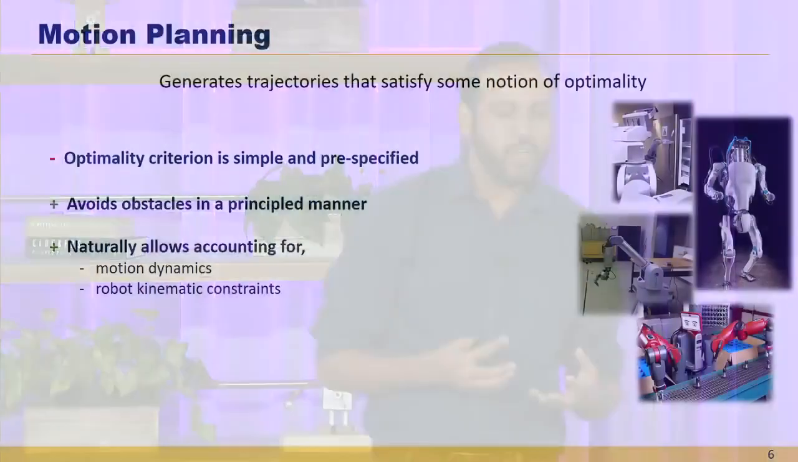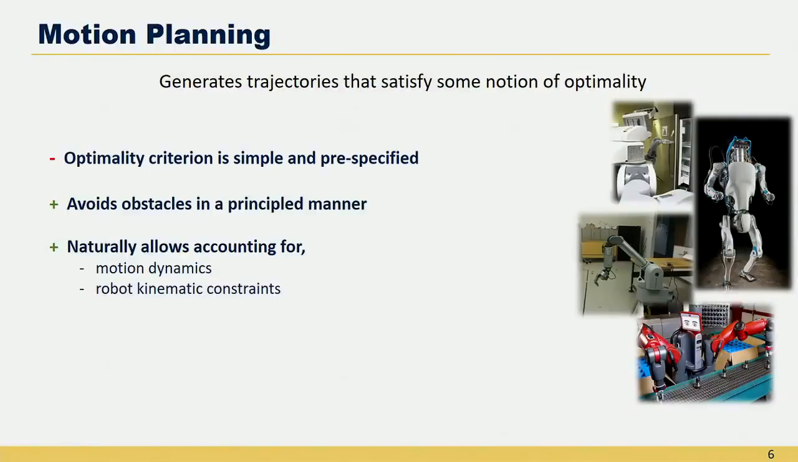as the human desires. As a result, since motion planning has been around for quite long, one of the problems that motion planning does very well at is to avoid obstacles. It goes about obstacle avoidance in a very principled manner. Furthermore, since motion planning is solving a constrained optimization problem, it allows us to naturally take into account the motion dynamics and the robot kinematic constraints.